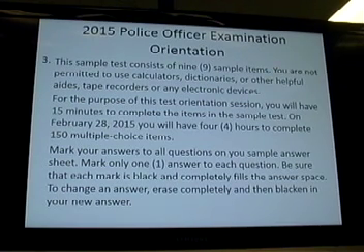Mark your answers to all questions on your sample answer sheet. Mark only one answer to each question. Be sure that each mark is black and completely fills the answer space. To change an answer, erase completely, then blacken in your new answer.